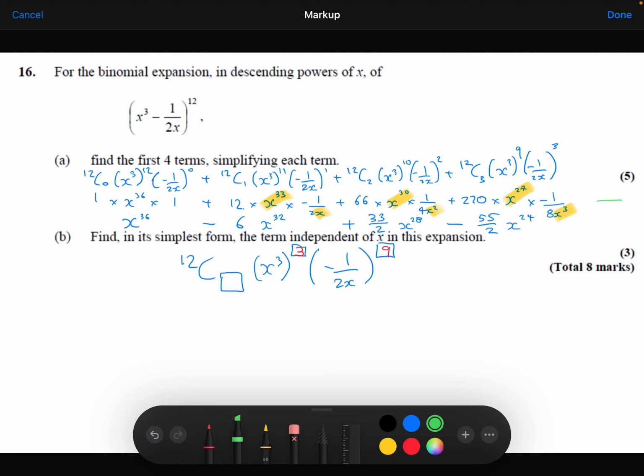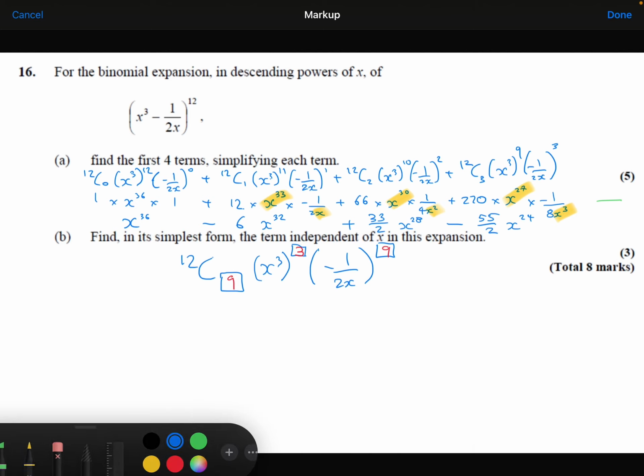Not only do they add up to 12, but when I expand this, (x cubed) to the power 3, I'll get x to the power 9. And then here I'll get x to the power 9. And those will then cancel out, leaving me with a term that is independent of x. So that's the logic I'm using here. This then would have to be a 12c9. So let's work that out then.